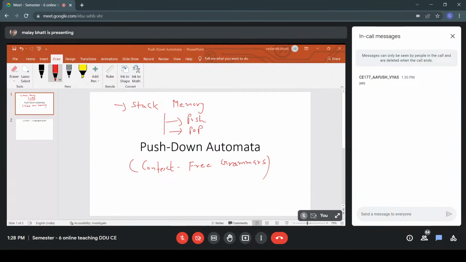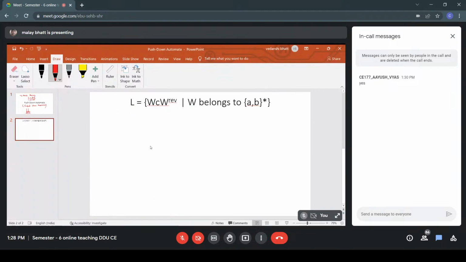Initially when we consider this stack, we are assuming that we have a special symbol which is already given on the stack, and it is known as Z0. This is already on the stack. And now using this push and pop operation, we want to generate a pushdown automata for the given language.